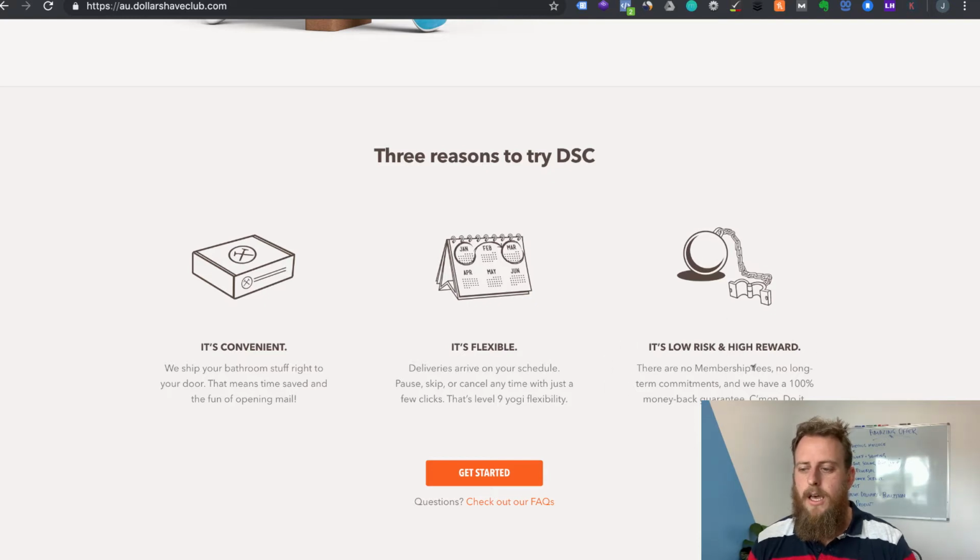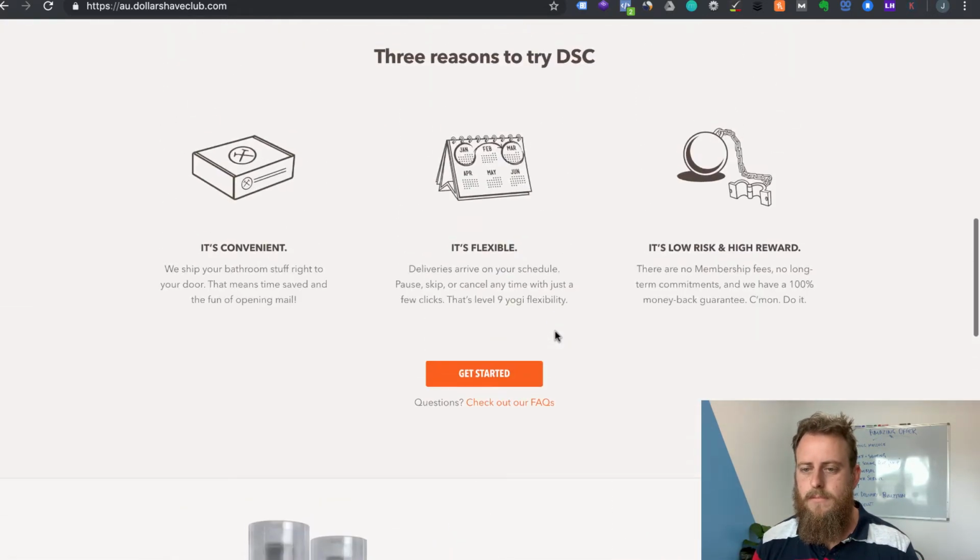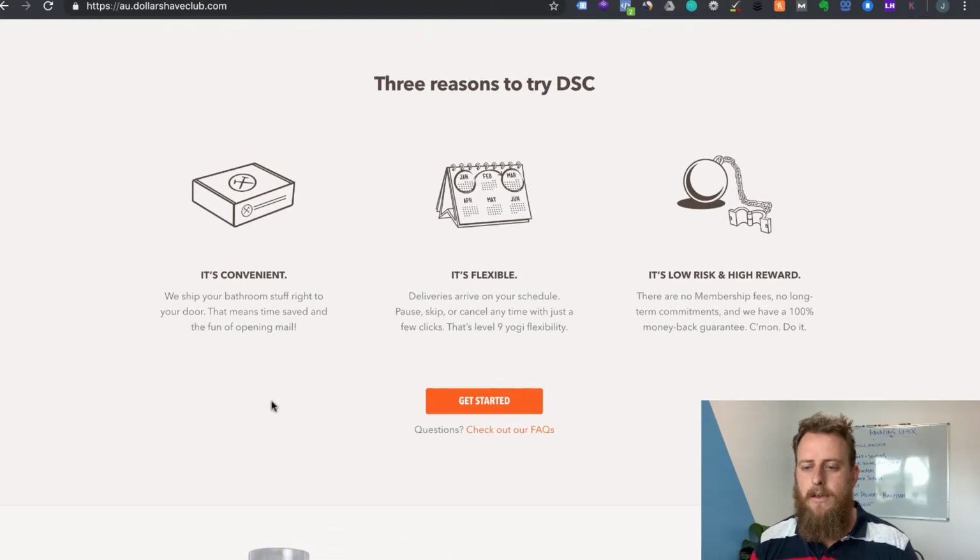So they're attacking three problems with this part of their USP. They want to save their customers time, so they don't have to go to the shops. It's flexible, level 9 yogi flexibility. Their customers have a lot of control over their subscription, including the schedule and being able to skip, pause, or cancel their subscription. And then they're talking about how there are no membership fees, no long-term commitments, and a 100% money back guarantee.